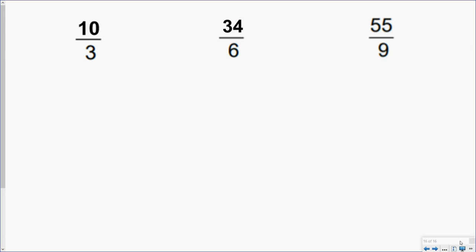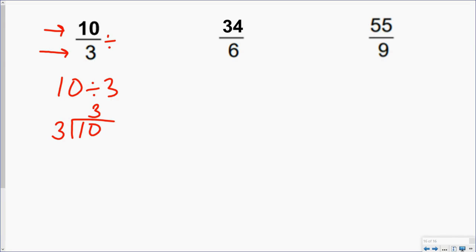Here we have three improper fractions. We are going to do the exact same thing we just did with the previous problem. So here I have 10 thirds. I know this is an improper fraction because my 10 is larger than my 3. And I know that this says 10 divided by 3. So I set it up, 10 divided by 3. I know that 3 goes into 10 three times, which gives me 9. So I subtract my 9 and I have 1 left over.